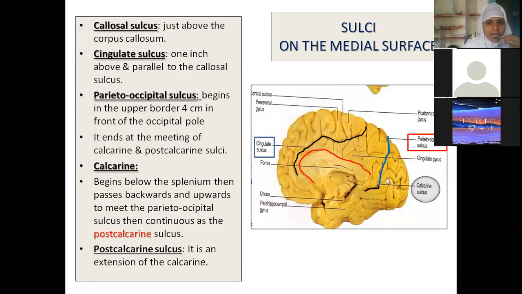So the post-calcarine sulcus is an extension of the calcarine. In fact, in many books, it has not been differentiated as post-calcarine. You can use the word calcarine sulcus continuously. Okay.